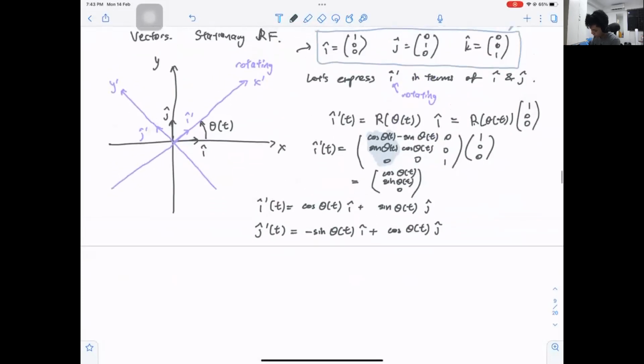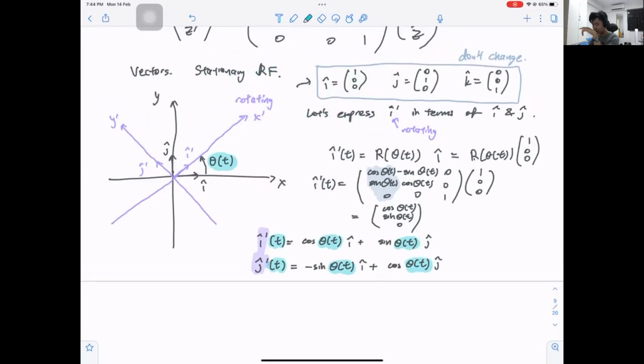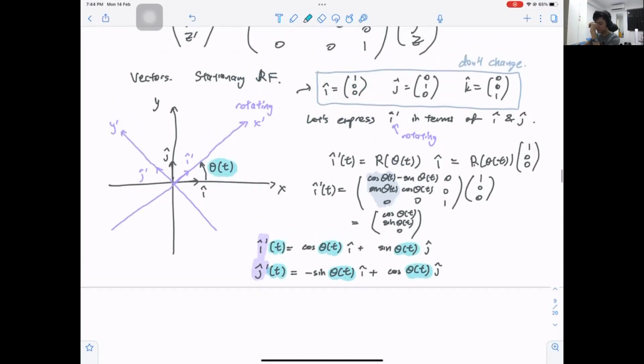Okay, so we see that our primed unit vectors over here depend on time. And how do they depend on time? Because the angles in their formulas depend on time. Theta depends on time. So why does theta depend on time? It's because we let it be. We let theta be a function of time, so that now our reference frame is no longer just rotated. It's continuously rotating with respect to time.